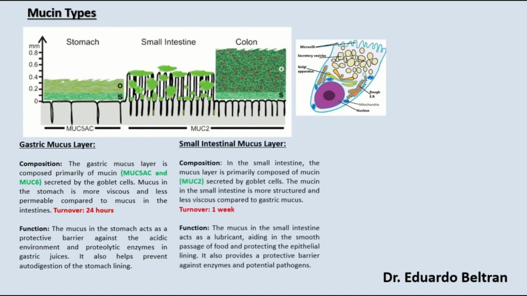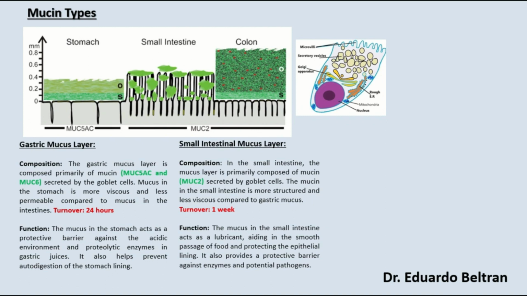Now, when we look at the small intestine, basically, as we mentioned previously, the type of mucin glycoprotein that's made over here is called MUC2, which is secreted also by the goblet cells. Okay, and now if you look at the turnover, it takes about a week for this mucin layer to be able to renew again.